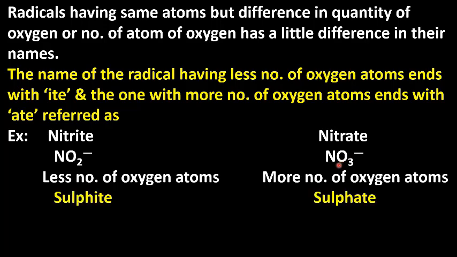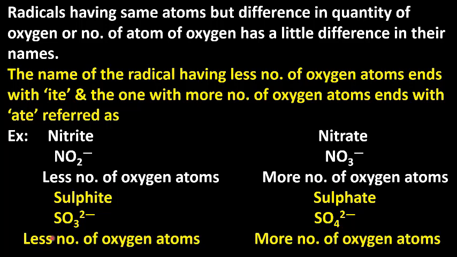Let us have one more example. Sulfite, sulfate. SO3 2 minus, SO4 2 minus. Here fewer oxygen atoms, here more oxygen atoms.